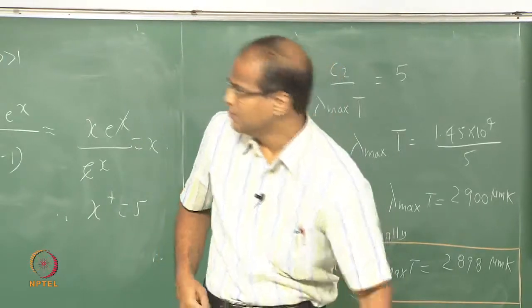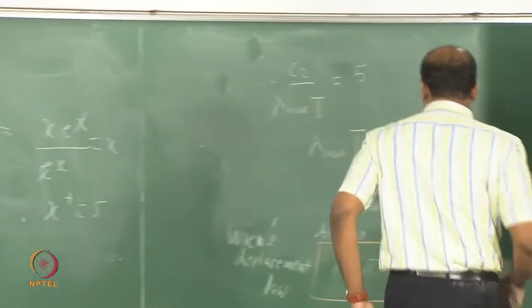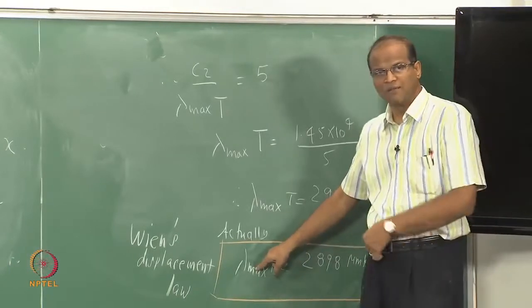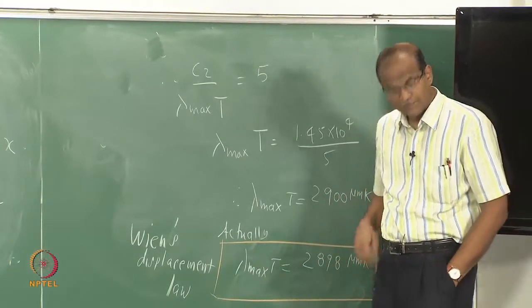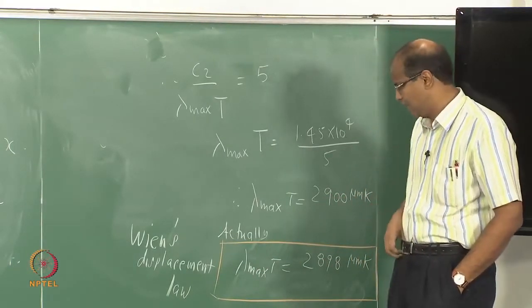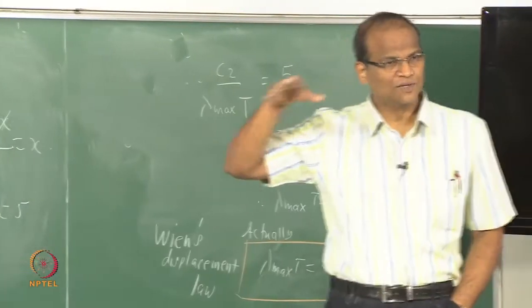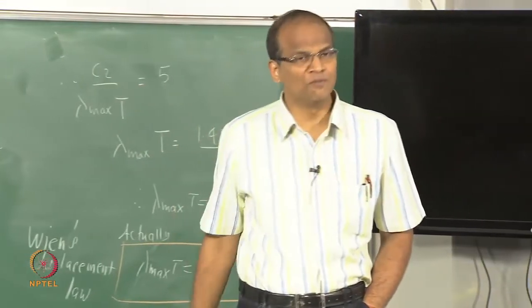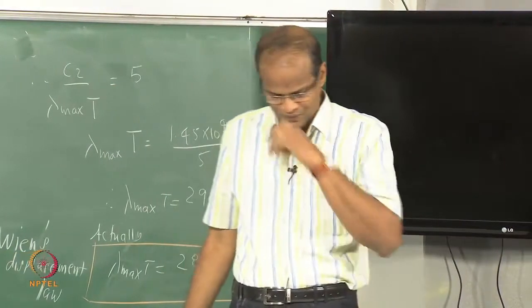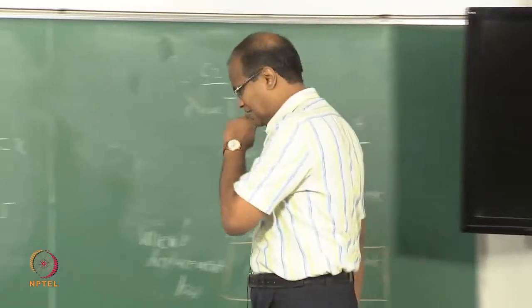Okay. Now, as T increases, what happens to lambda max? Decreases. All right. That is why with increasing temperature, the lambda max tends to decrease, which was evident from the distributions we plotted. Okay, this is one thing.